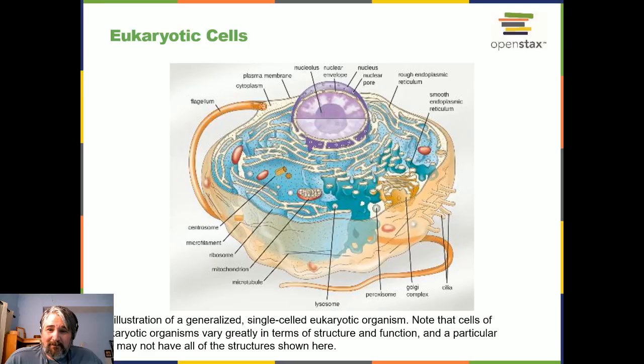All right, so membrane-bound organelles in the cytoplasm, mitochondria, the ER, Golgi apparatus, lysosomes, peroxisomes, all these things are held in place by the cytoskeleton.